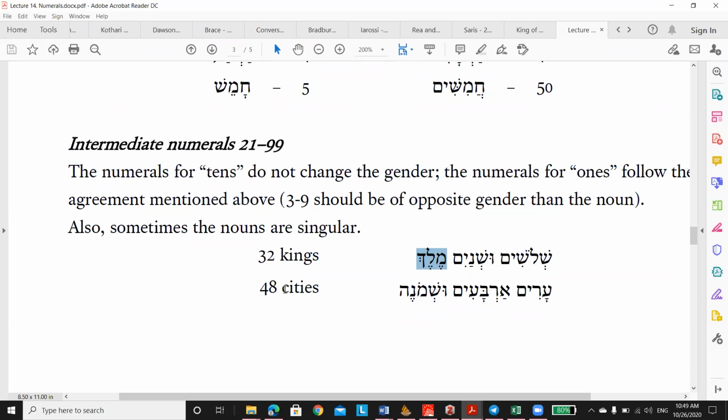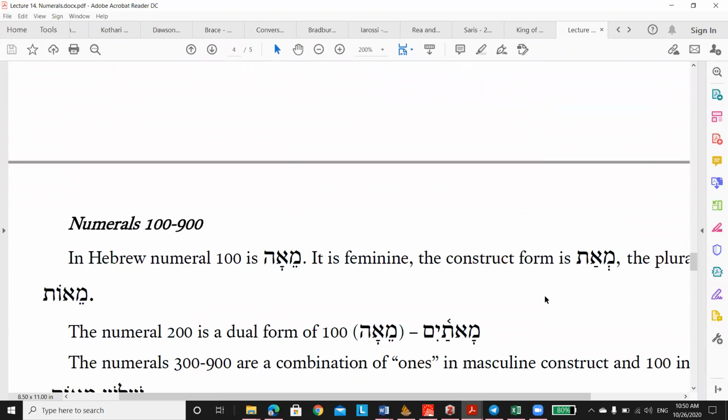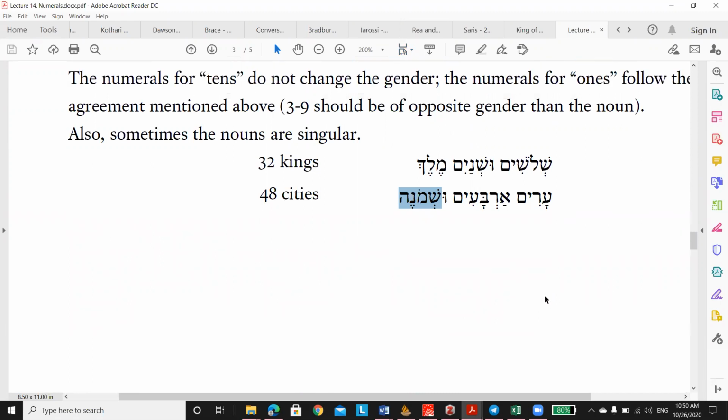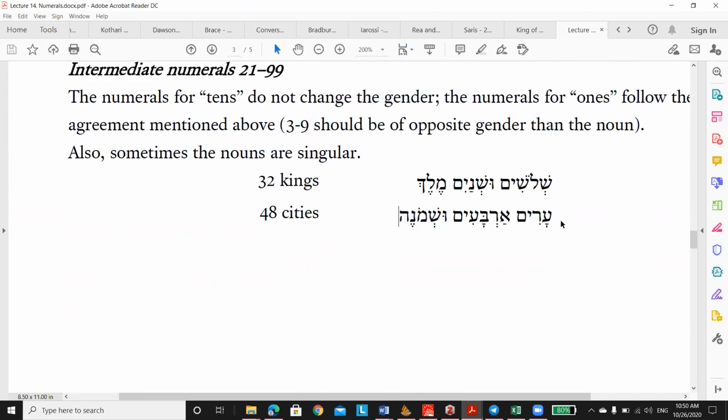Or 48 cities, 48 cities. Arim, Arbaim is 40, u Shmone, and Shmone is masculine because Arim is plural. Okay, so this is how it is done. Usually they connect it with Vav, but sometimes they can omit Vav, so it depends on the situation.